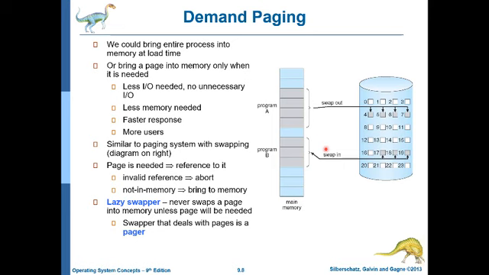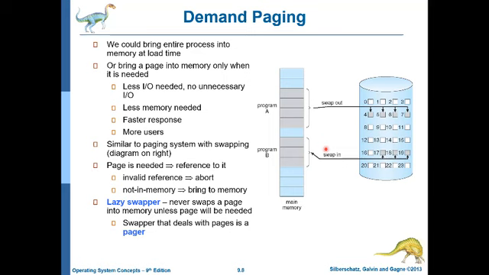So we have already seen that by implementing demand paging, we will need less input output, we will need less memory, the response will be faster, and because of the small memory required for each program, we can load many programs at the same time and we can support more users, because maybe we have multi-user systems, so different users are using the same memory, so we can accommodate more users.